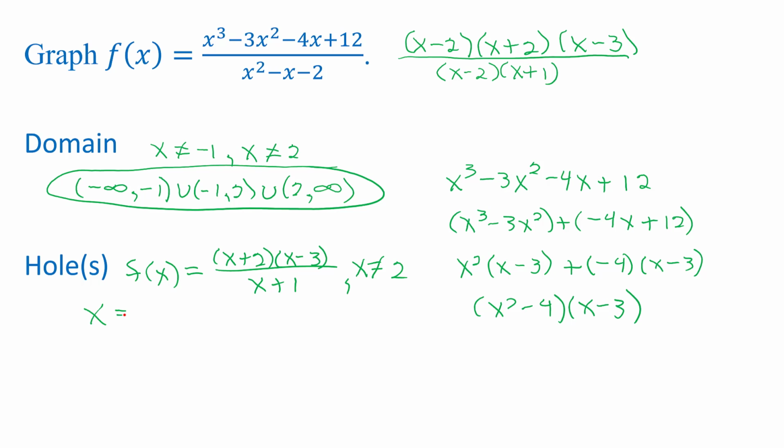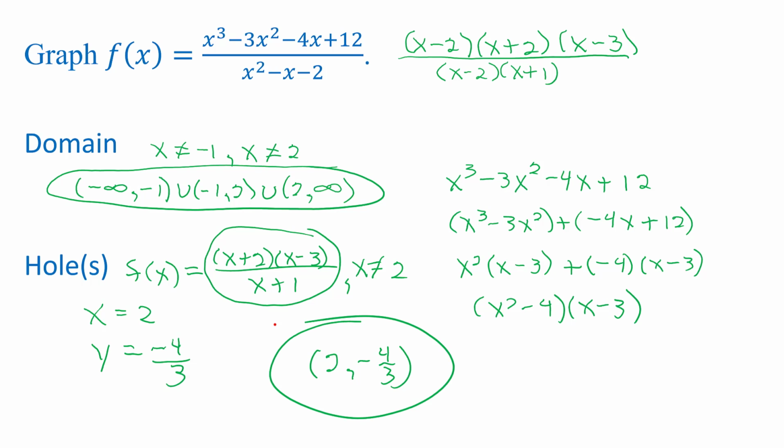So at x equals 2, to find the y value there, I would go back to this simplified function here. If I plug in an x value of 2, I'd have 2 plus 2, or 4, times 2 minus 3. 4 times -1 would give me -4, over 2 plus 1, or 3. So we would have the hole on our graph at the point (2, -4/3).